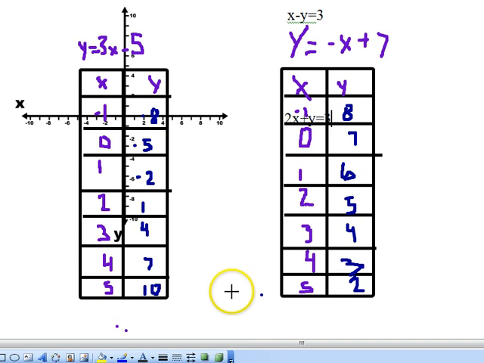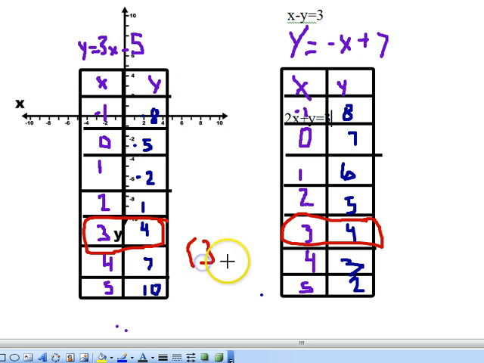Okay, and so now if you look, that is the same. Okay, so the solution then is that point, the point that is the same on both lines. So the solution for this system of equations using these tables is 3, 4.